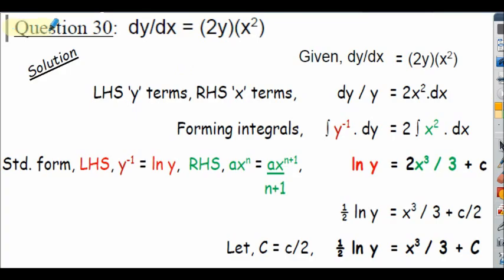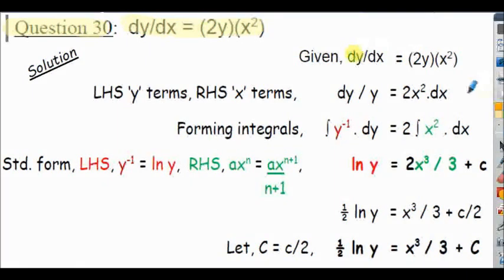So here's question 30. We're given the equation dy by dx is equal to 2y multiplied by x squared. We don't really need the brackets on the right hand side there. So I'll just briefly outline this solution. It's a general solution. We will end up with a constant of integration in the final answer.